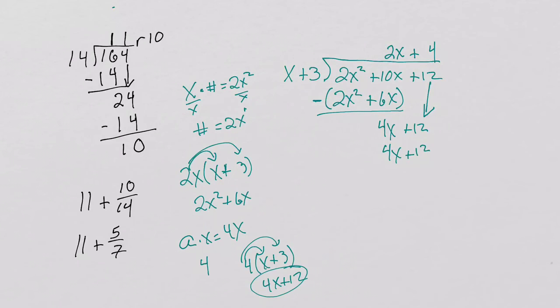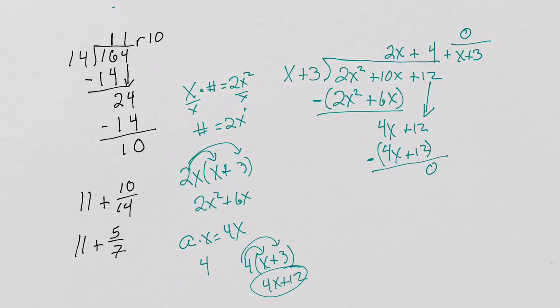4x plus 12. Just like in long division, you subtract. Because you have multiple terms, use your parentheses because subtraction goes to everything. Now you get 4x minus 4x, which is 0. And you have 12 minus 12, which is 0. Therefore, my remainder on this, we can actually write as plus 0, because that's my remainder, over x plus 3.